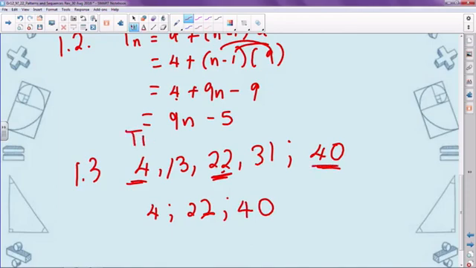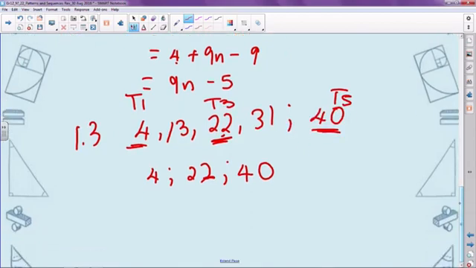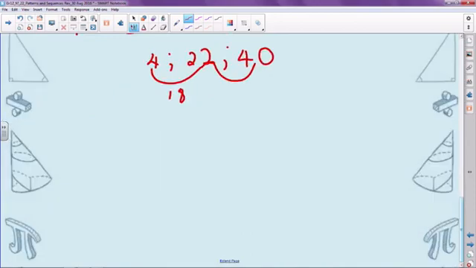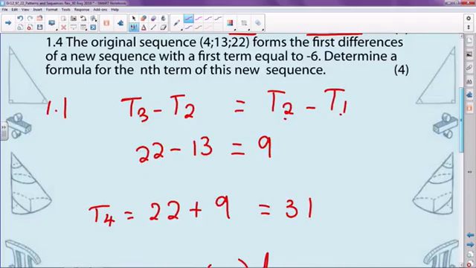So terms 1, 3, and 5 from the original sequence make up terms 1, 2, and 3 of the even numbered sequence, all right? And so I can see, to get from 4 to 22, there's a common difference of 18, and then to get from 22 to 40, there's also a common difference of 18. So certainly we are dealing with an arithmetic sequence once again.